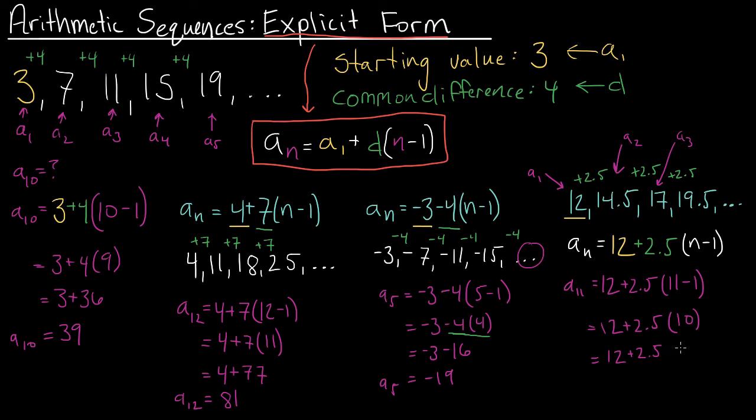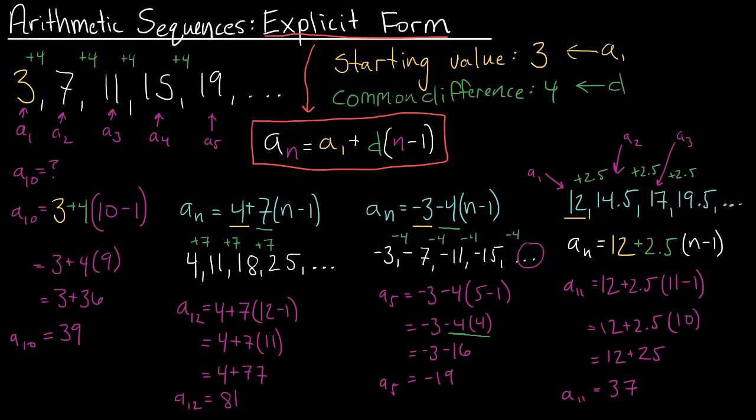Actually, let's take a step back. That's 12 plus 2.5 times 10, which is 25. And then 12 plus 25 is equal to 37. So a sub 11 is equal to 37 based on this sequence right here. So those are three examples of using the explicit form of an arithmetic sequence. In two of these, we started with the equation itself and worked out the values for the sequence. And then in this one, we started with the values for the sequence itself and then worked out an equation.